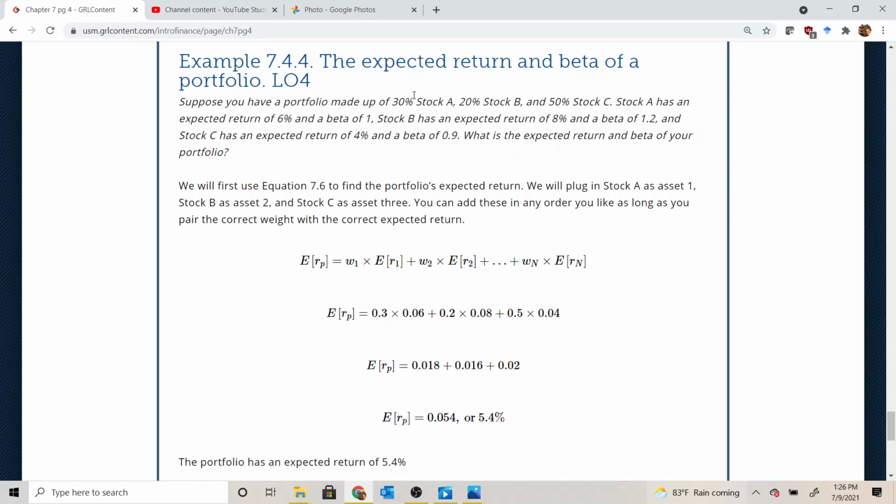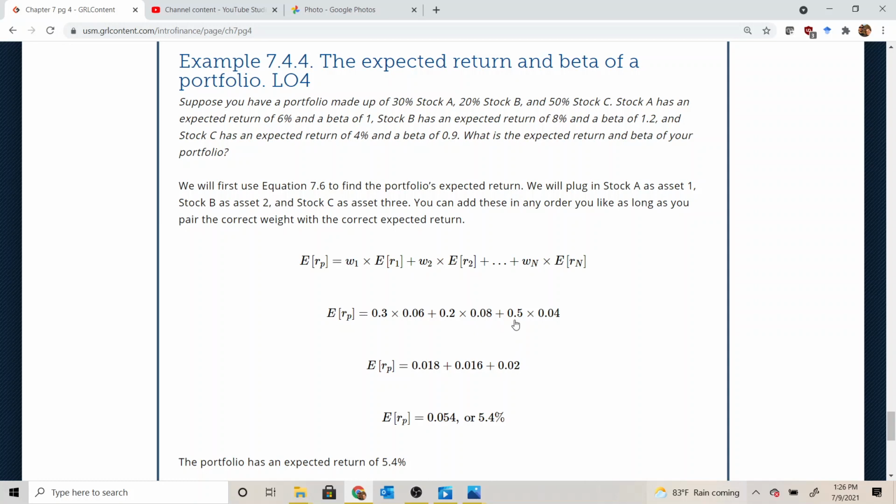We've got 30% in stock A, and stock A has an expected return of 6%. So we'll take our 30% weight here, because 30% of our money is in stock A, times the 6% expected return. I was looking at stock B. Stock A has an expected return of 6%. For stock B, we've got the 20% weight times the 8% expected return.